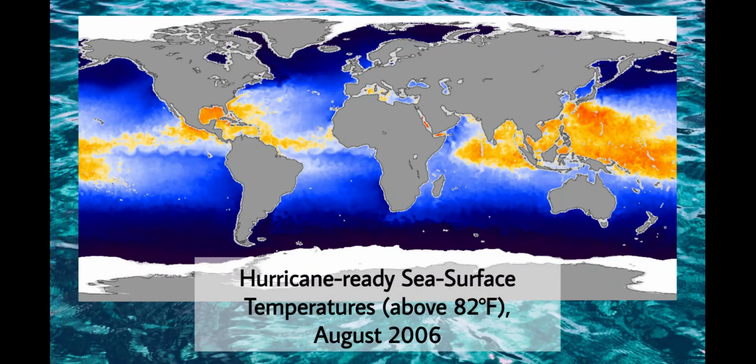So oceans also have a big influence on storms, on weather systems like hurricanes, typhoons, and cyclones. This is a hurricane-ready sea surface temperature map from August of 2006. And what you're seeing is all of that orange and yellow are sea surface temperatures above 82 degrees. And warm water fuels storms, just like warm water fuels warmer climates. And so in August of 2006, these are all of the areas where the water and the air masses above it were ready to form hurricanes.